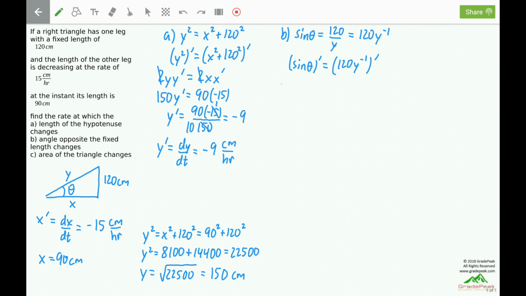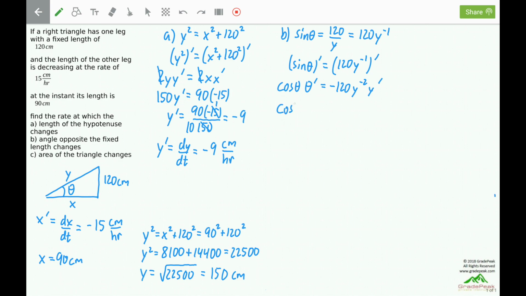On the left side, the derivative of sine is cosine of theta, and then multiplied by the derivative of the inside to complete the chain rule. We always get a prime on every variable. On the right side, it's a power rule. Bring the power down, which gives us -120y, subtract 1 from the power to get -2, and then you multiply by the derivative of the inside, which will give us a y prime. We get a prime on every variable when we take an implicit derivative with respect to time.